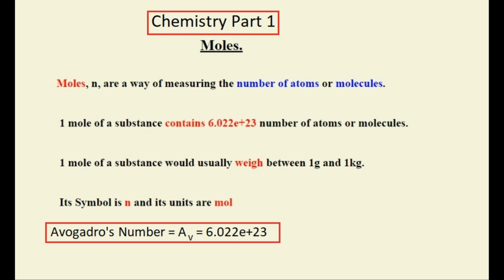Avogadro's number was calculated to be equal to a large number that would make the number of atoms or molecules of a substance in the order of 100 to 0.01, and so much easier to work with. Its units are mole and its symbol is N, the small n.